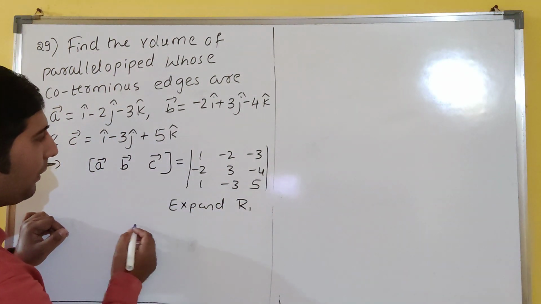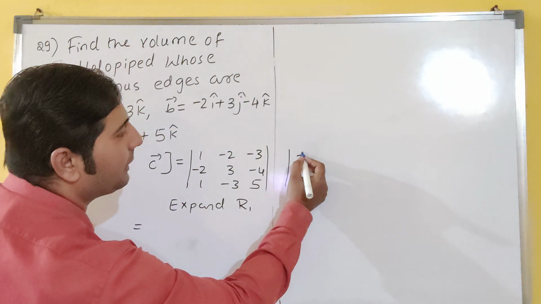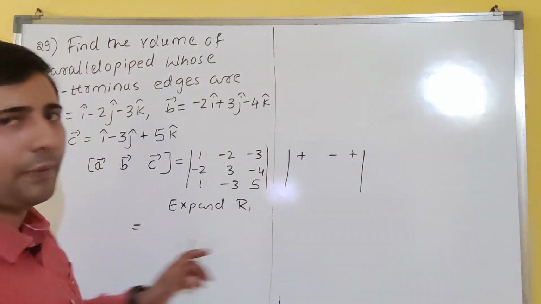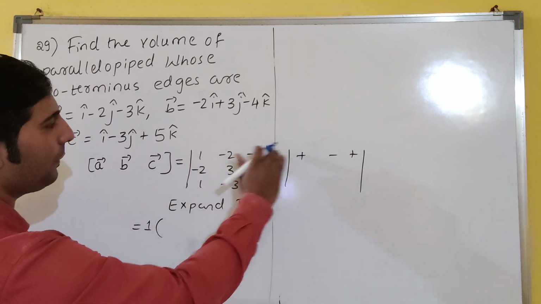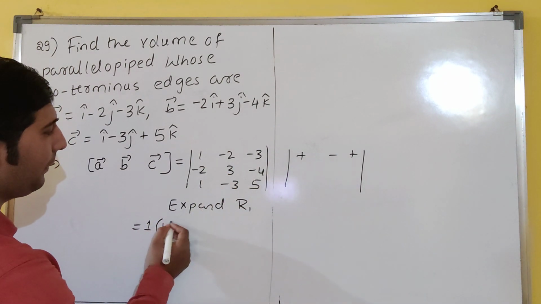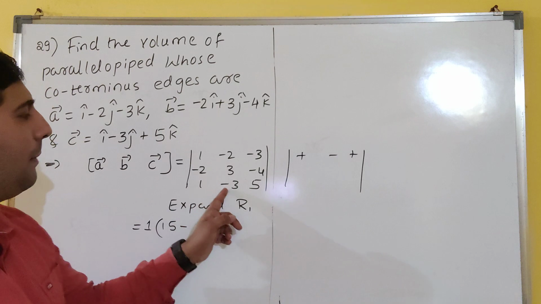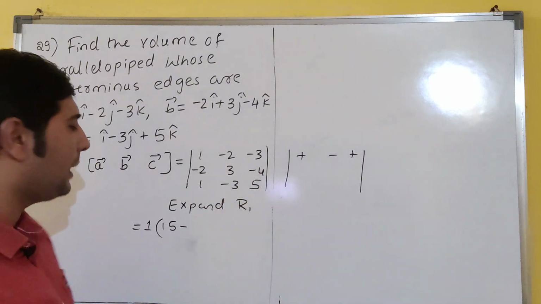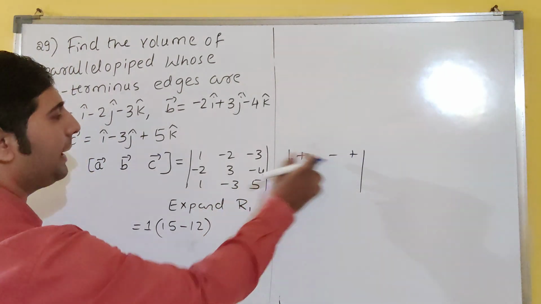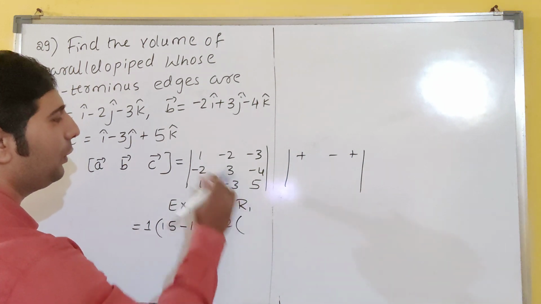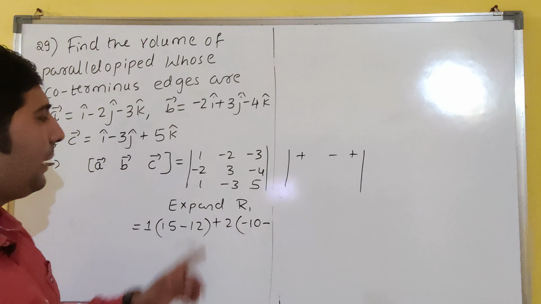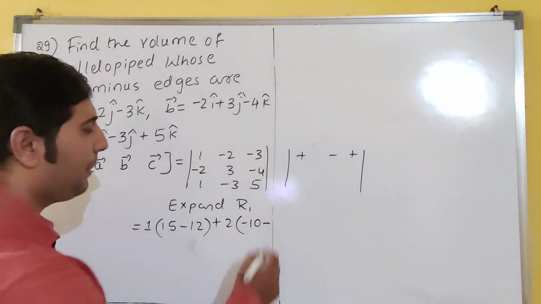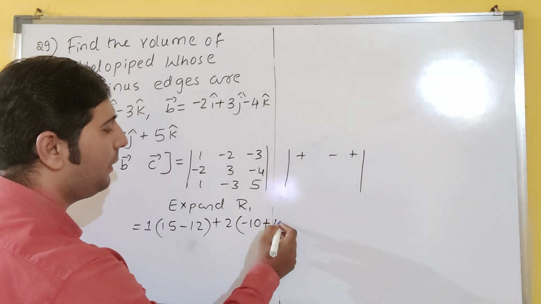So expand along R1. What will you get? Plus, minus, plus is the expansion of R1. So plus into plus, plus 1. 1 is in the first row, first column, you leave it. 3 fives are 15. Minus you write. Minus into minus, plus. 3 fours are 12. Minus into minus, plus 2. You leave first row, second column. Minus 2 into 5, minus 10. Minus you write. Minus into minus, plus, it will become 1 four is 4.